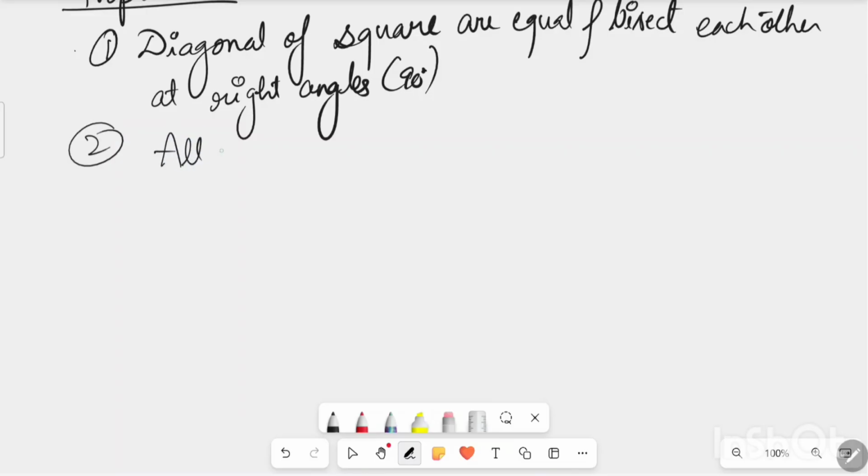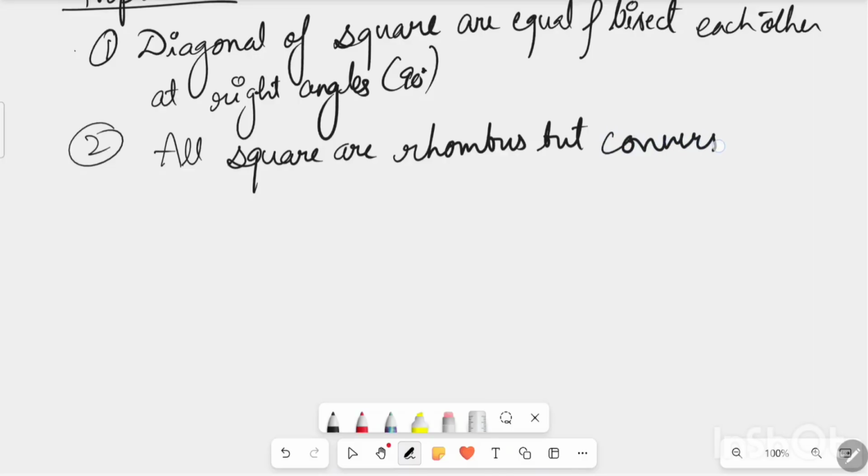All squares are rhombus, but the converse is not true.